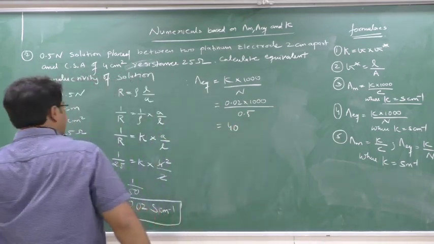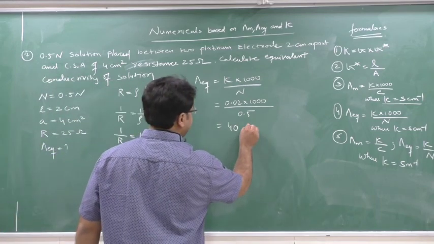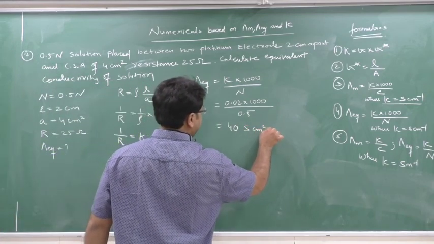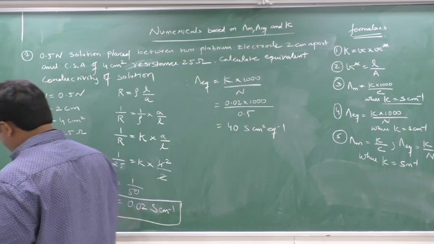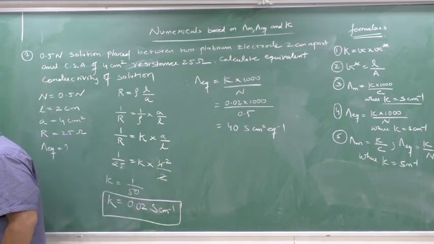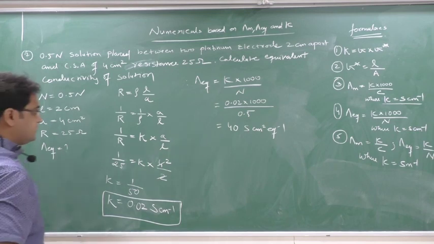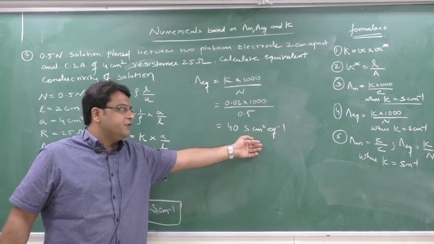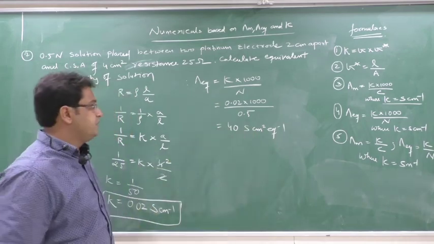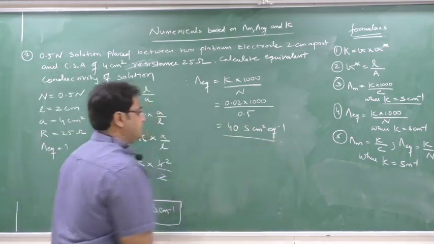And what is the unit of lambda EQ? So lambda unit will be Siemens centimeter square per equivalent. This will be your unit for lambda EQ. Please remember this point. Okay. So you can write down this Siemens centimeter square per equivalent. Why per equivalent? Because it is a normality, and this formula I have discussed in my previous video. So this is your answer. Please copy it.